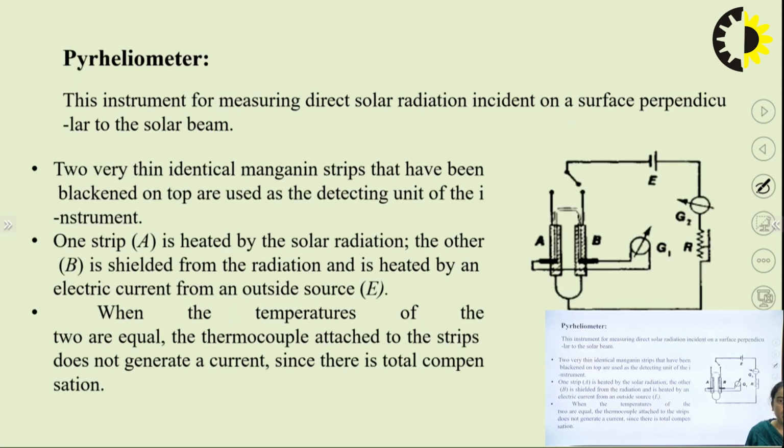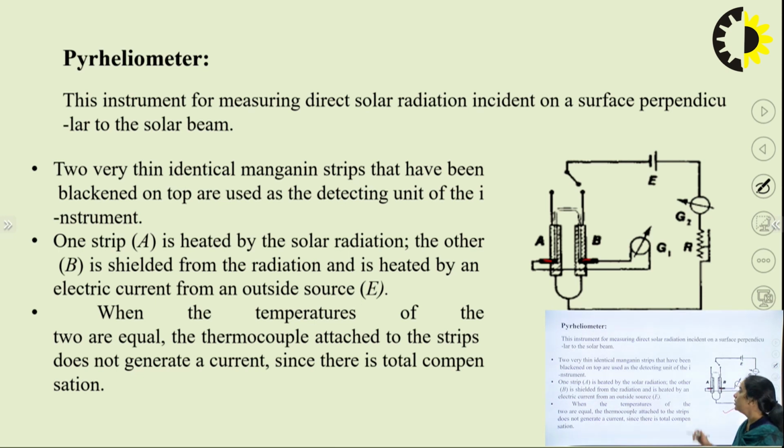Now, the pyrheliometer. This is the instrument for measuring direct solar radiation incident on a surface perpendicular to the solar beam. This is the structure of the pyrheliometer. There are two very thin, identical manganese strips that have been blackened on the surface. They are blackened on the top and are used for detecting in the instrument.